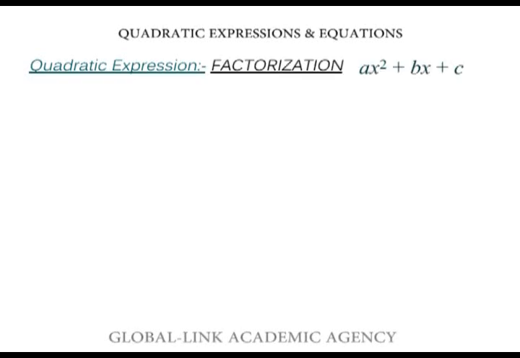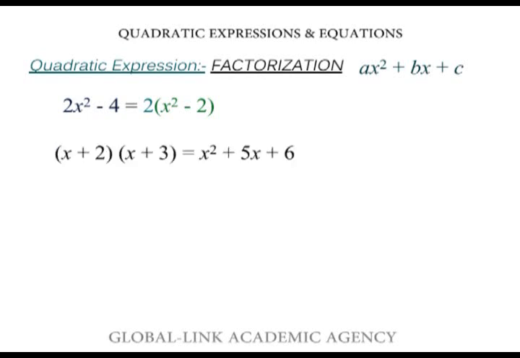Factorization of quadratic expressions. In an expression such as 2x squared minus 4, the factors are 2 into x squared minus 2, hence 2 and x squared minus 2 are the factors. So how then do you find the factors of a quadratic expression? (x + 2)(x + 3) is equal to x squared + 5x + 6. The factors of x squared + 5x + 6 are x + 2 and x + 3.